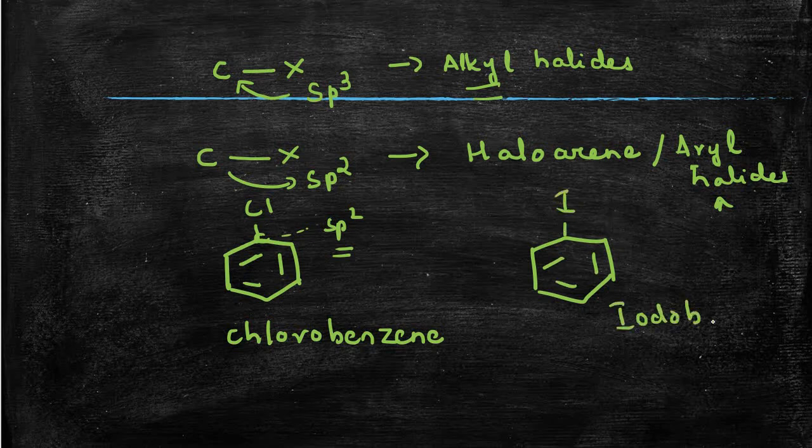This one is iodobenzene. So these are the aromatic halogen compounds, where the halogen compounds will have at least one aromatic ring. When the halogen atom is attached to the carbon having sp2 hybridization, we call it aryl halides.